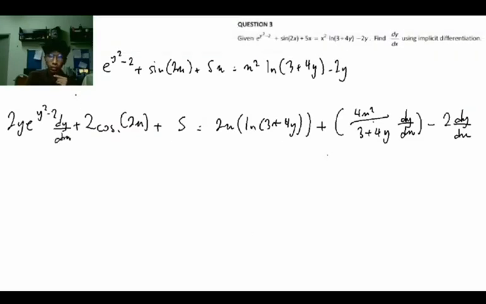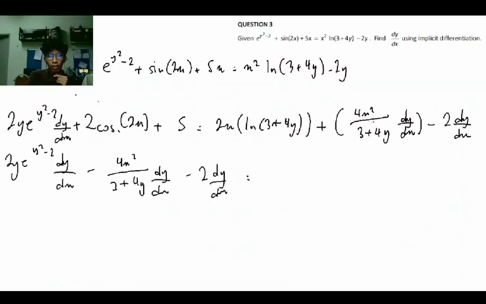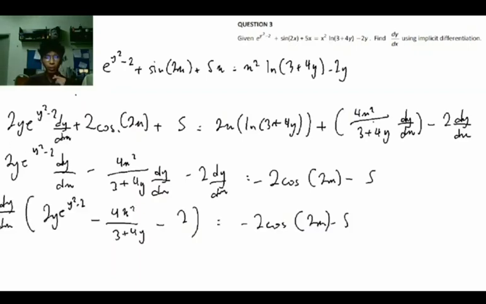The third step is to bring the dy/dx terms to the left side to separate them from the other terms, and bring those other terms to the right side. The next step is to factor out dy/dx from the left side. The last thing is to isolate dy/dx, bringing the other terms to the right side. It will become like this.